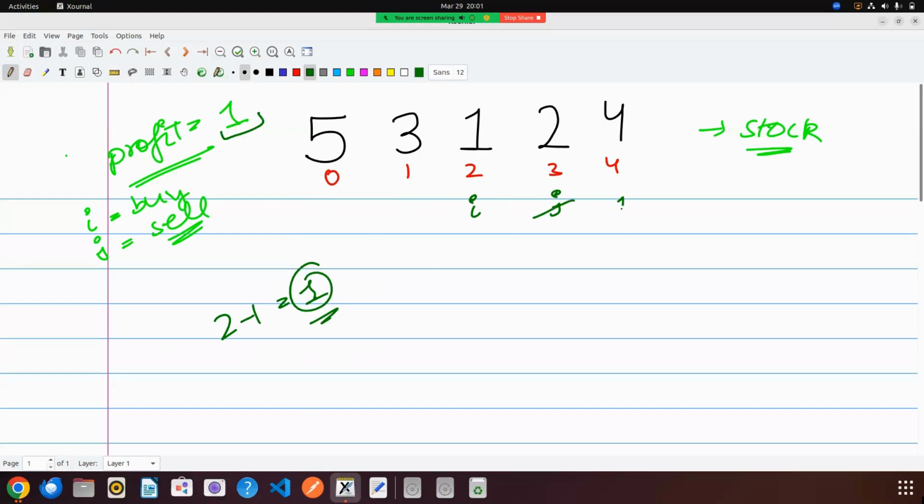Increment j. Now the profit is what? 4 minus 1, that is 3. Okay, so it is a better profit, so we are going to update this. Now this is 3. Again, j is exhausted. Now increment I.